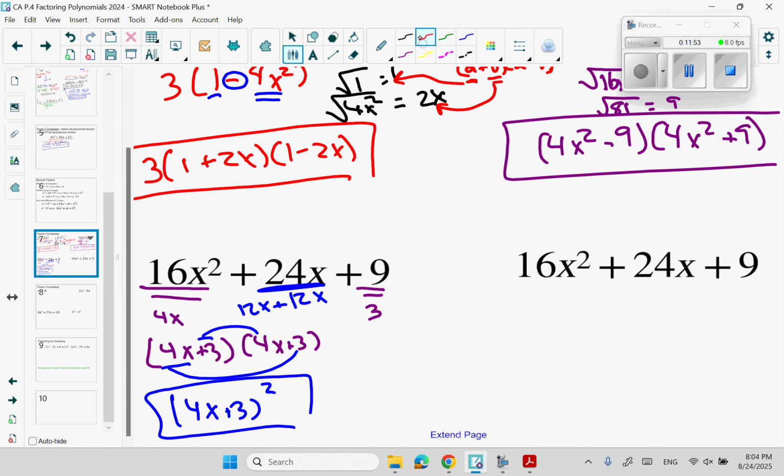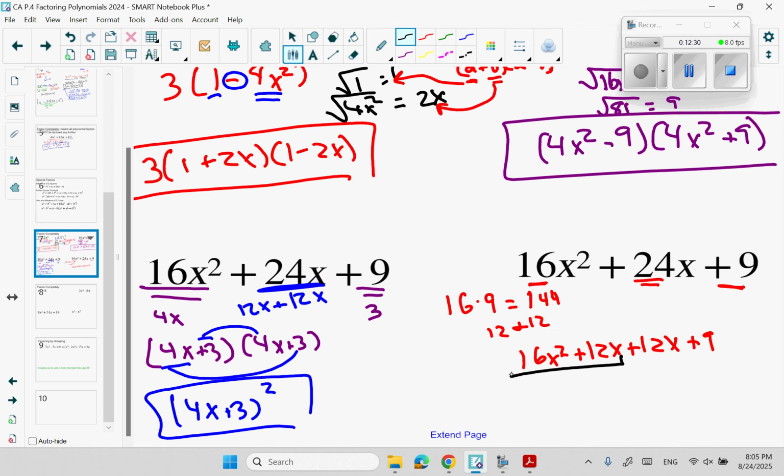Otherwise, of course, we could factor it out by hand. So I could do all sorts of interesting things like 16 times 9, which would give me 144. And now I would need to find what multiplies to 144 that adds to 24. And that would, of course, be 12 and 12. So we would get 16x squared plus 12x plus 12x plus 9.